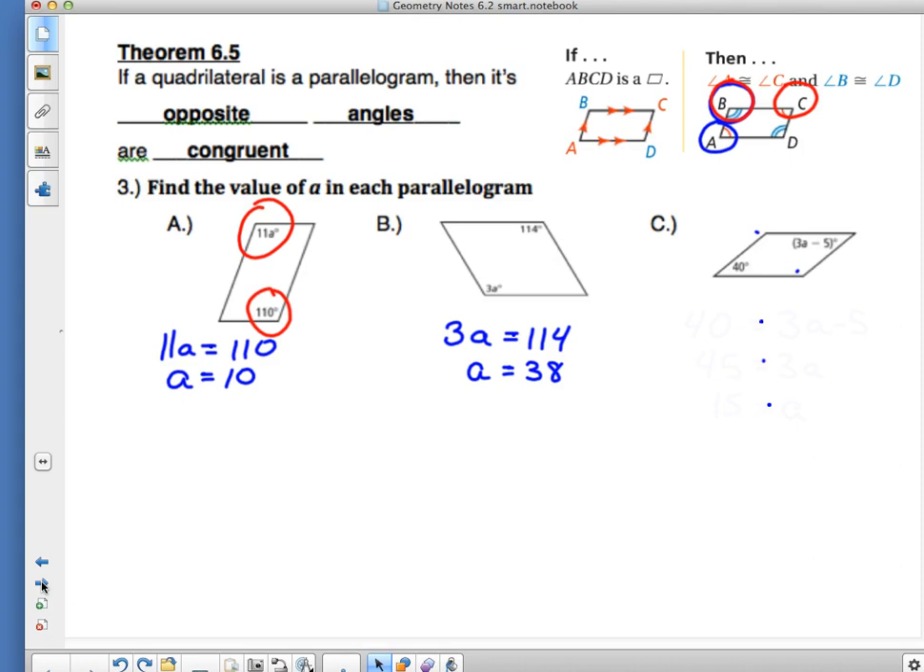So now, when we're looking at C, have I changed it? No, still the same relationship. We set those angles equal to each other when they're across from each other. Okay, and that's all we're going to do. Add 5, and A is 15.